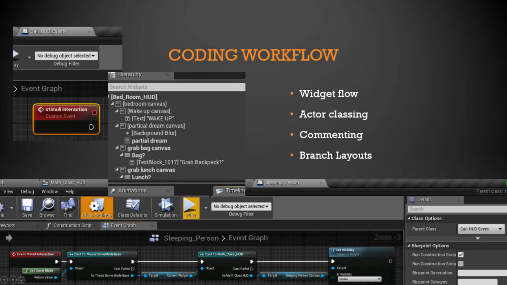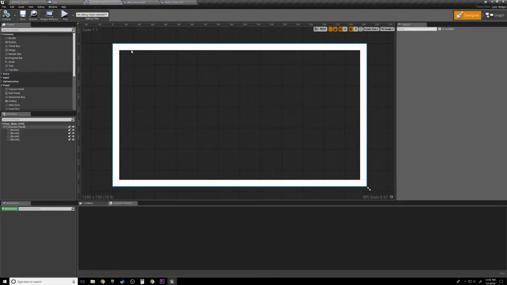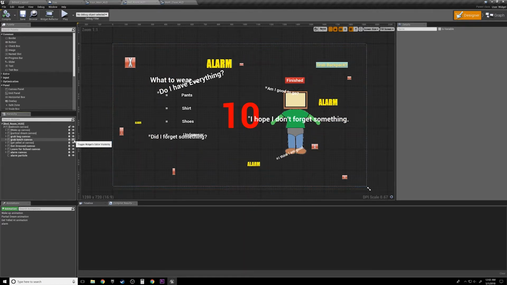After that, I moved on to my coding workflow. So I went ahead and laid out my widgets, and I had one widget that would be on the character themselves, so that if I wanted to add anything or have something constant throughout different levels, I would have it there. And then I went ahead and made a widget for each of the other levels.